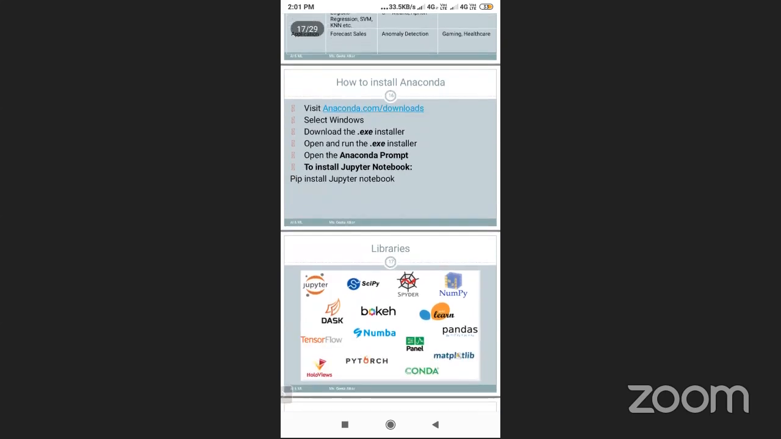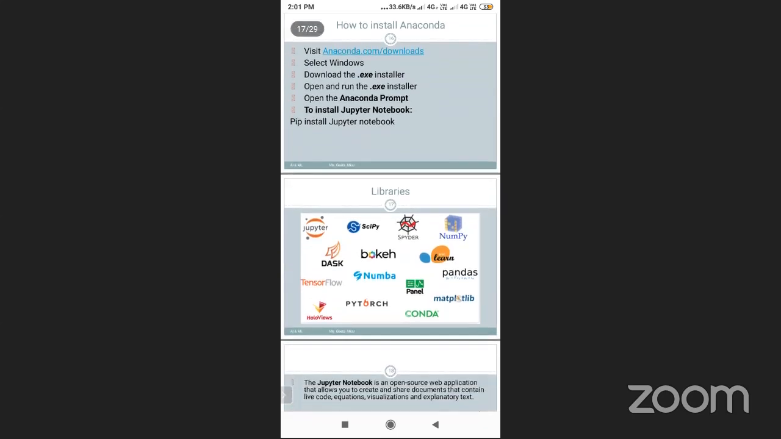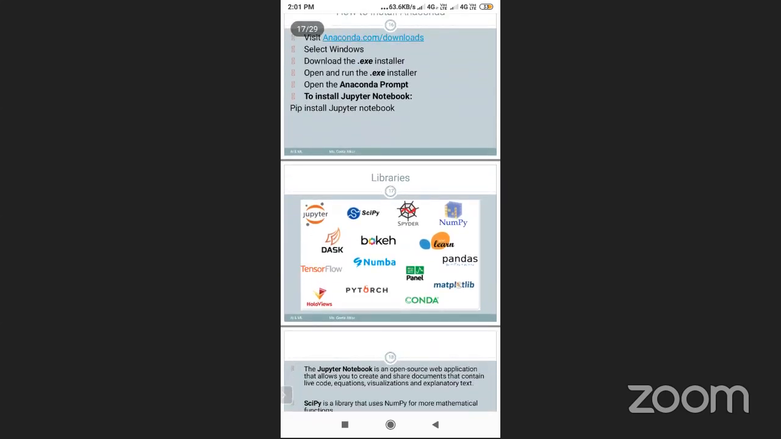After installation, these are some of the libraries I have listed here. First is Jupyter, SciPy, Spyder, NumPy. All these are libraries: PyTorch, Pandas, TensorFlow, Plotly. Now, what are these libraries actually? Why do we need to install Anaconda for performing functions in Python? We can run Python programs on a normal Linux system as well, but why do we need to install Jupyter Notebook and Anaconda?